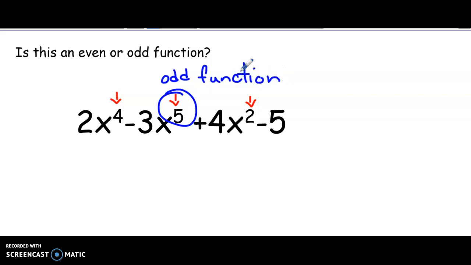Easy as that. Odd functions, we know that the ends of our graph move in opposite directions. Okay, so that's how the ends of our graph will point.